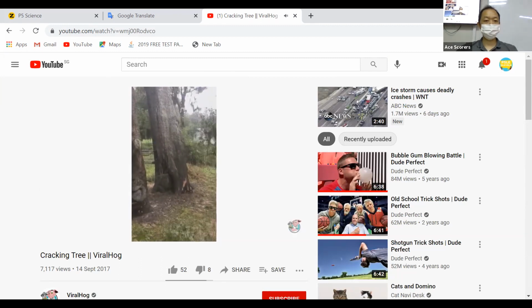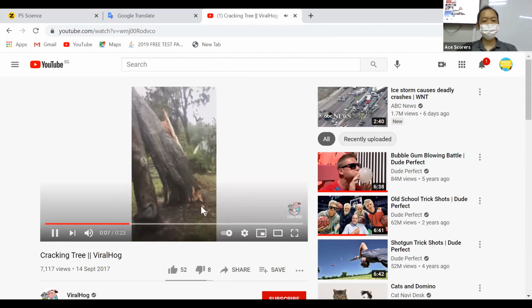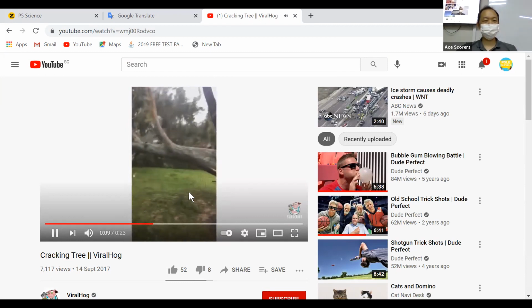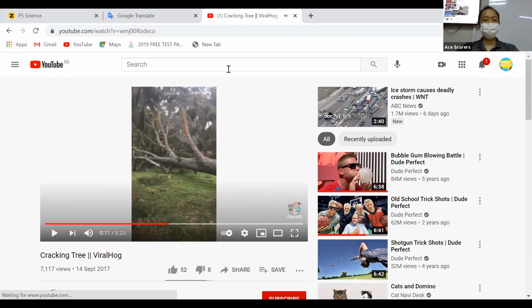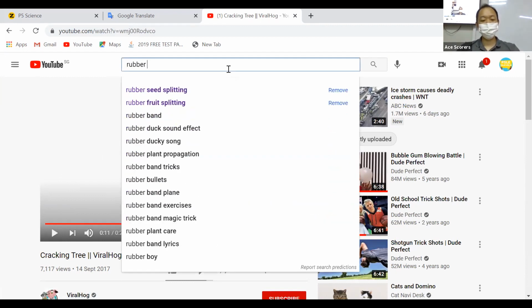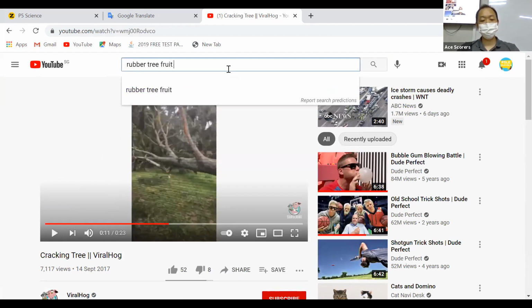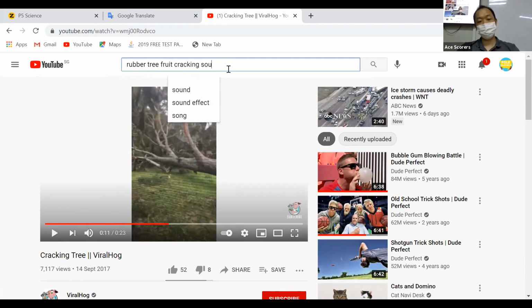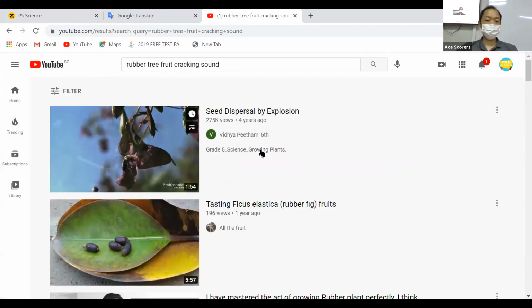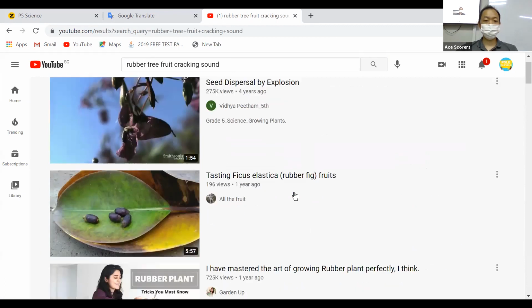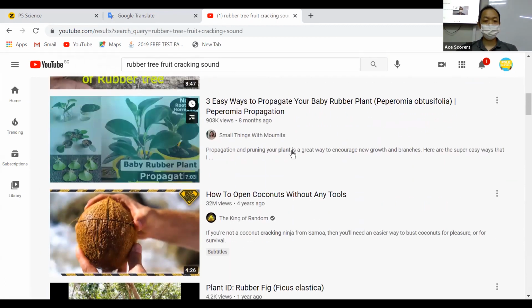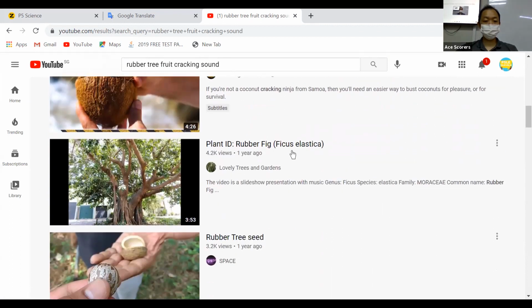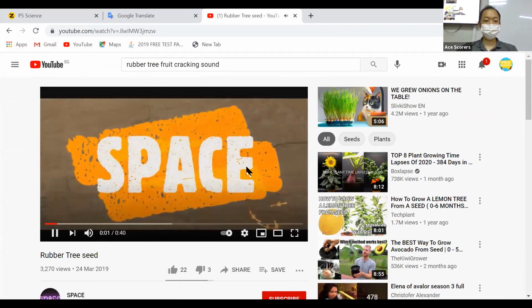You hear that? Holy, that is a literal tree cracking. Okay, now we're not talking about a rubber tree. Rubber tree fruit cracking sound. Explosion. Part 2. Rubber tree. See? Look.